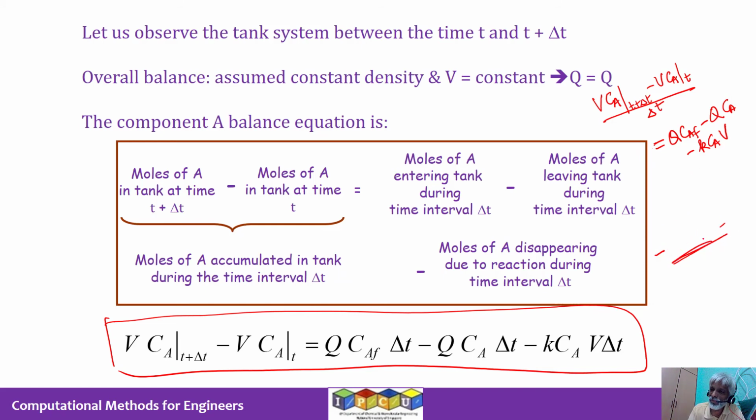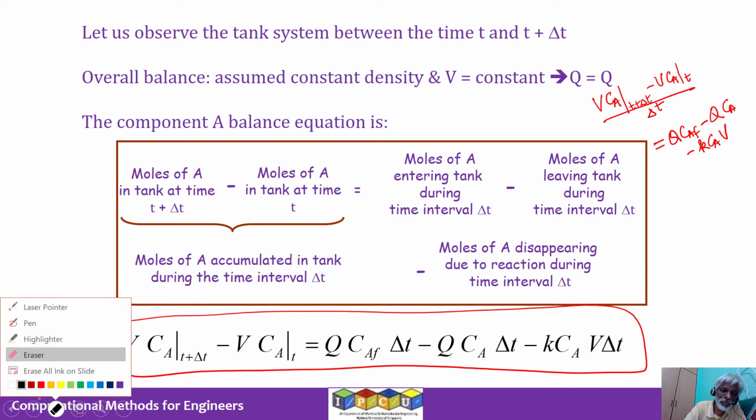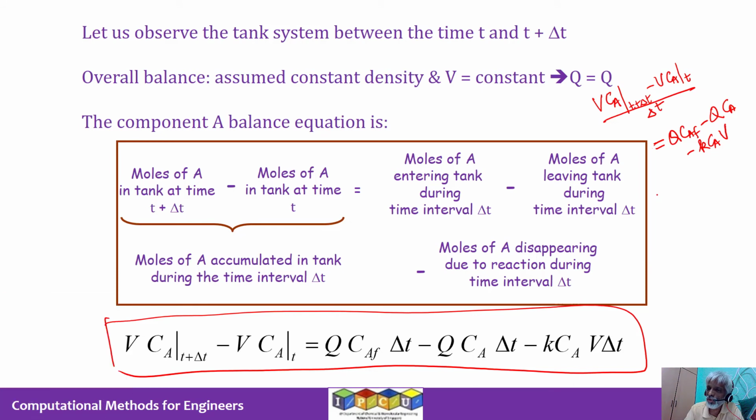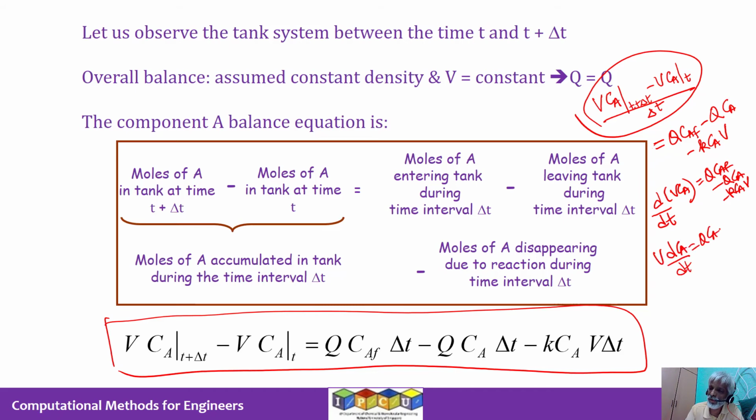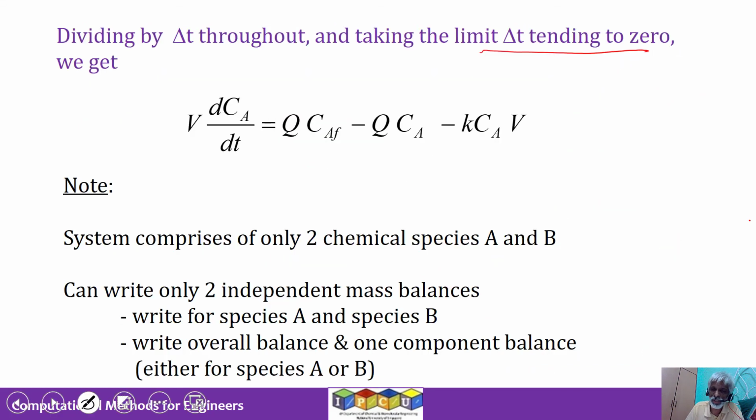This is what we get when we divide throughout by delta T, and now we take delta T tends to 0, so this will become d by dt of VCA. That is going to be equal to QCAF minus QCA minus KCAV. Since V is constant because of our assumption, we can write V dCA by dt is equal to QCAF minus QCA minus KCAV. So this is the equation we can write for the system.